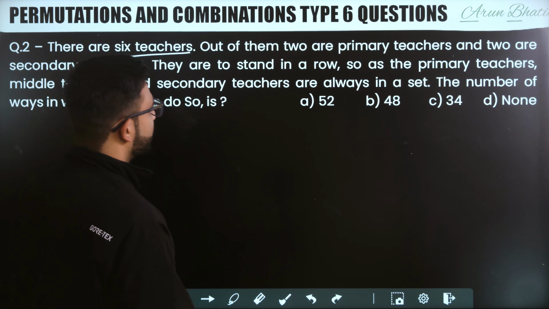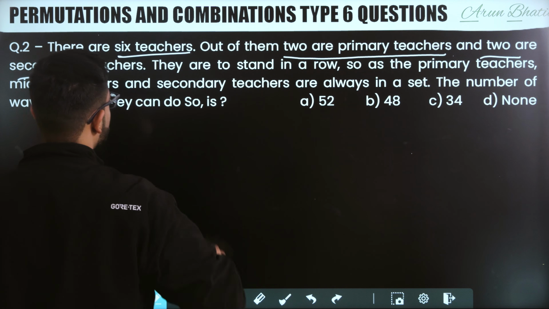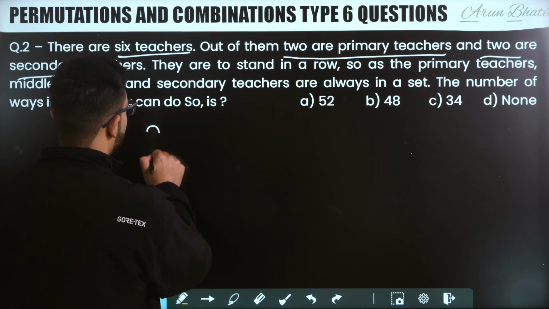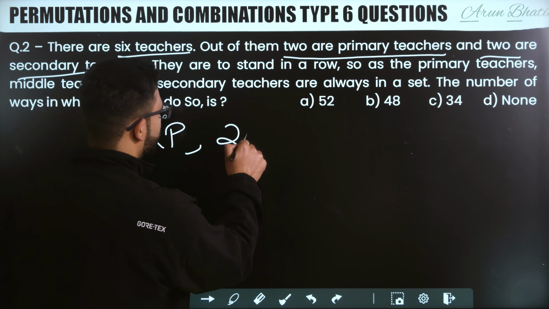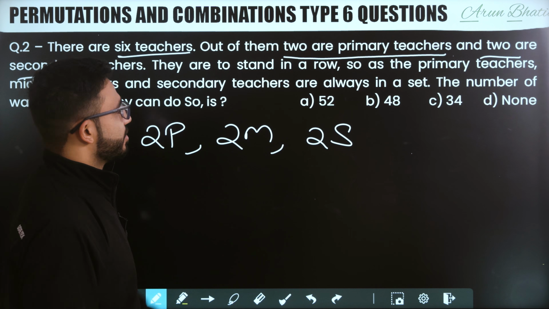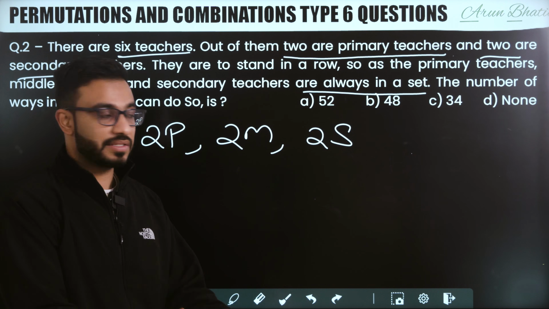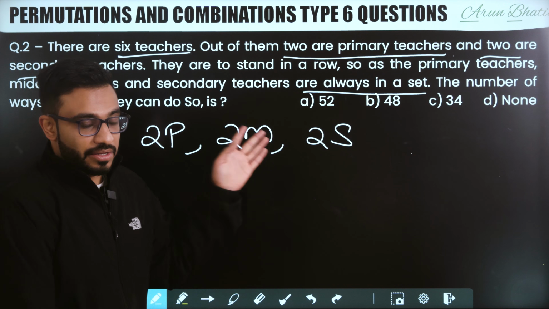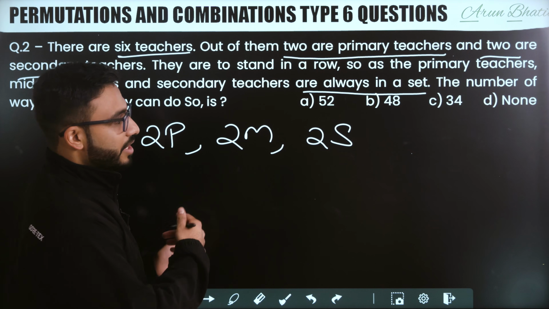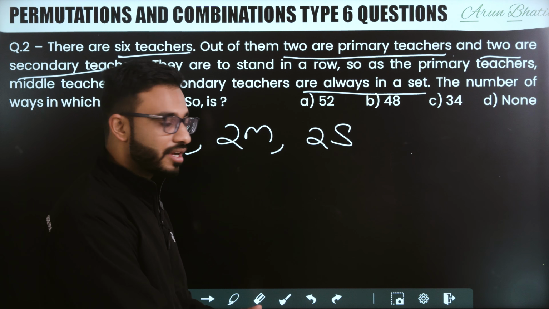There are 6 teachers, out of which 2 are primary teachers and 2 are secondary teachers. The remaining 2 are obviously middle teachers. So there are 2 primary, 2 middle, and 2 secondary teachers, 6 in total. Now they are saying that you have to arrange them always in a set. So again, the order matters here. We are talking about people to be arranged in a certain way, so order in which they come matters.